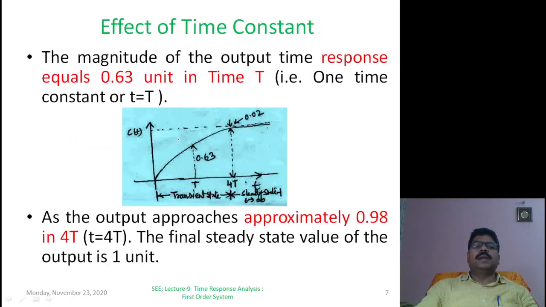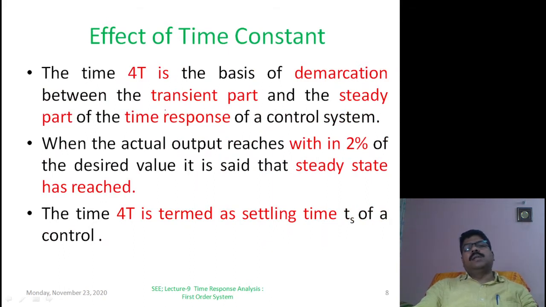And you can see that 4T is a demarcation between the transient part and the steady state part of the time response. So when the actual output reaches within 2% of the desired value, the system is said to have reached the steady state condition. So 4T is termed the settling time of the control system.